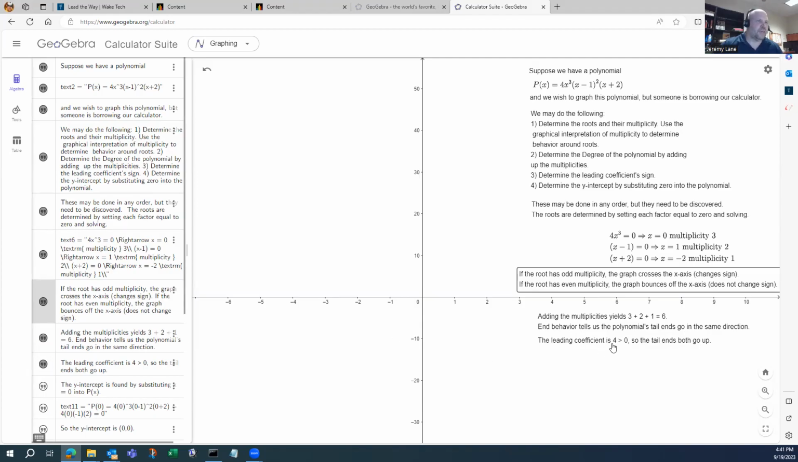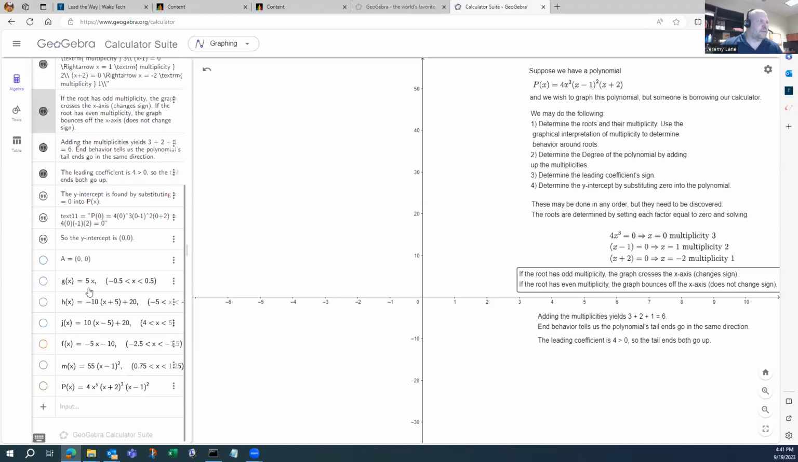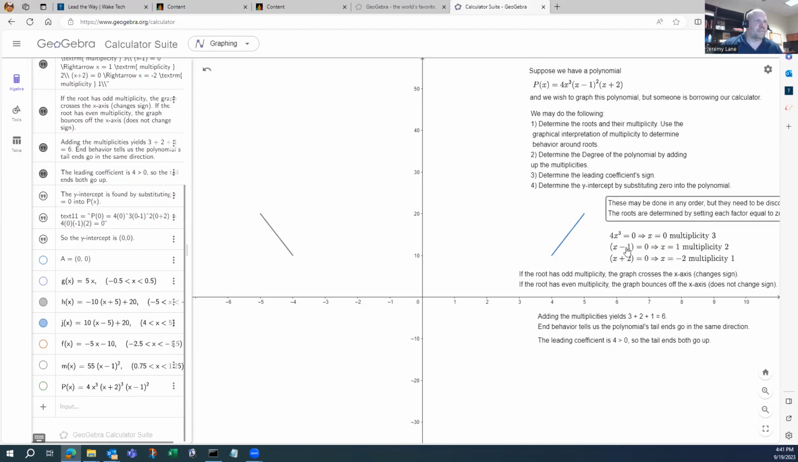Now the leading coefficient is 4, and 4 is bigger than 0. So both the tail ends are going to go up. So we know this already. All right, so our tail ends go up, and according to end behavior, it starts in the second quadrant and it ends in the first quadrant. So right now, we have a graph of a polynomial that's coming in from the second. It's going to do some stuff in here, but it'll eventually shoot off into the first quadrant.